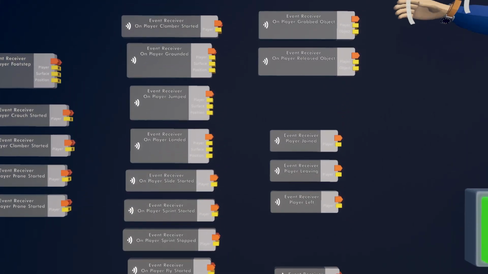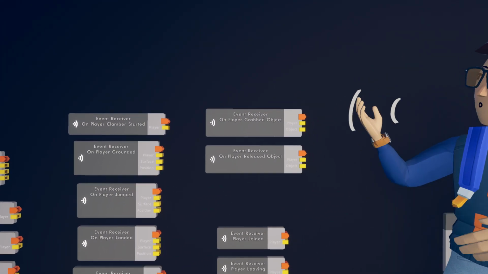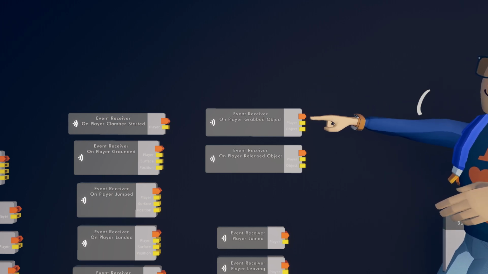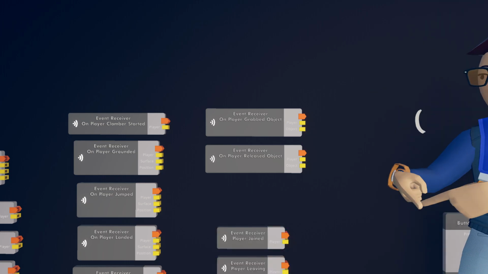We have a couple more. Player grabbed object and released object. The outputs of these chips are similar. They have their exec ports. They have the player who is grabbing or releasing the object, and they have the object that is being grabbed or released.